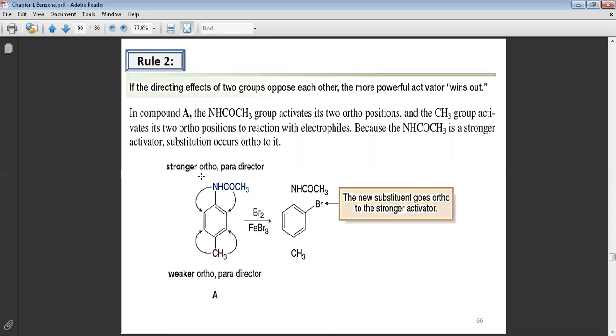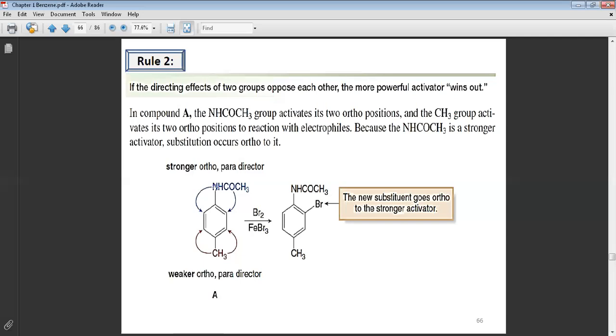Okay, this group, amide group. Now, this group, NHCOCH3, the nitrogen donates electrons. Is it ortho para or meta director? Ortho para. Ortho para, and here it is blocked.